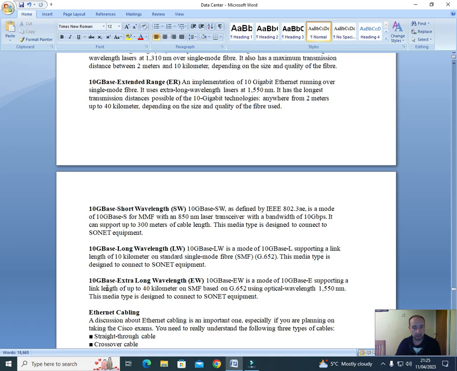10GBASE-EW, extra long wavelength. 10GBASE-EW is a mode of 10GBASE-E supporting a link length of up to 40 km of SMF based on G.652 using optical wavelength 1550 nm. This media type is designed to connect to SONET equipment.